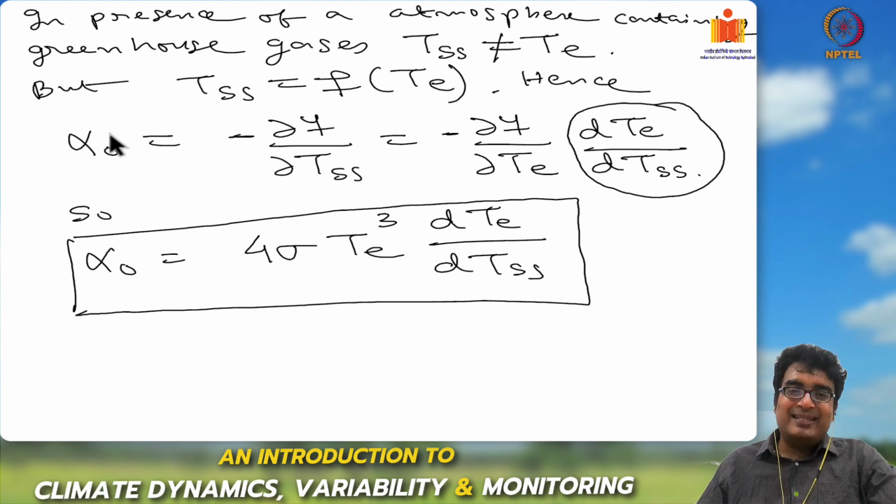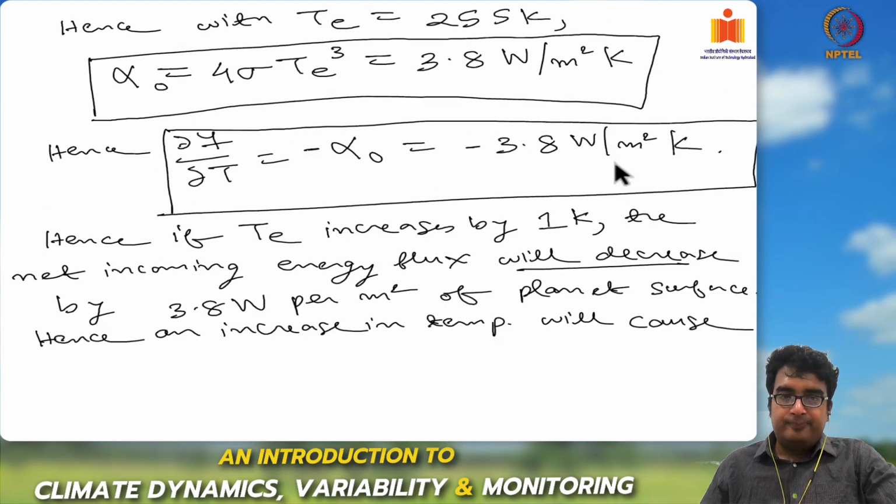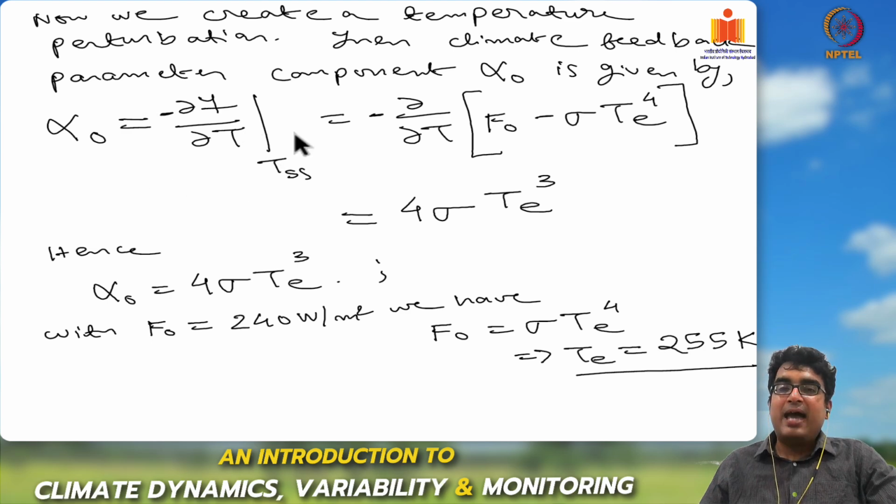All right. So in this case, alpha 0 is minus del F del T around TSS. So that is the gradient of the net incoming flux with change in the steady state temperature. But the steady state temperature itself is a function of the blackbody emission temperature. So what we can write is minus del F del TE into dTE dTSS. So this expression we have already evaluated earlier. This is at TSS equal to TE. So this minus del F del TE is this term here.